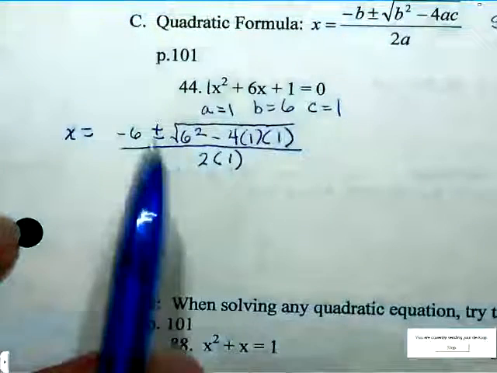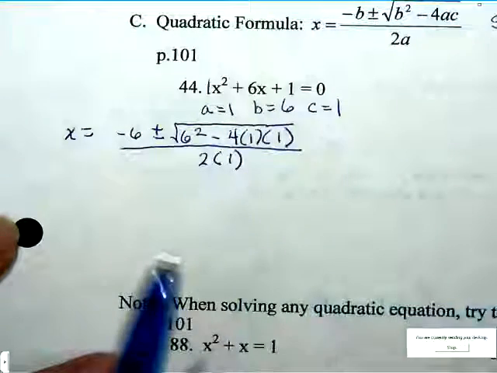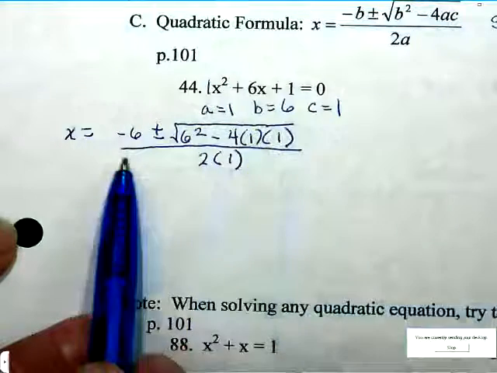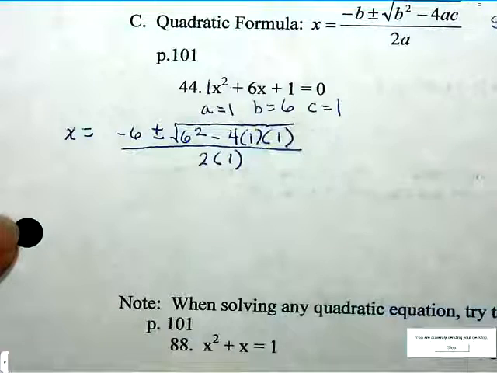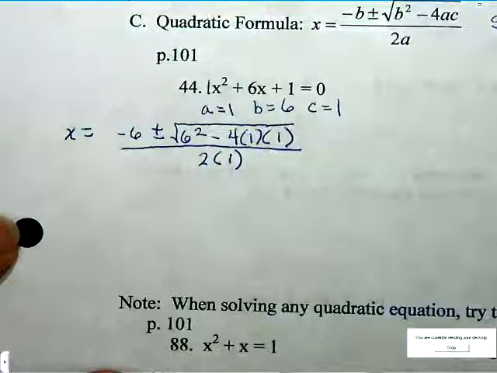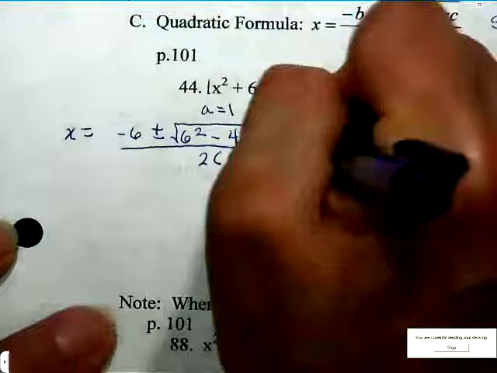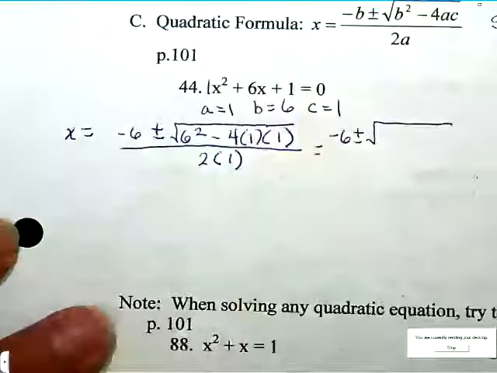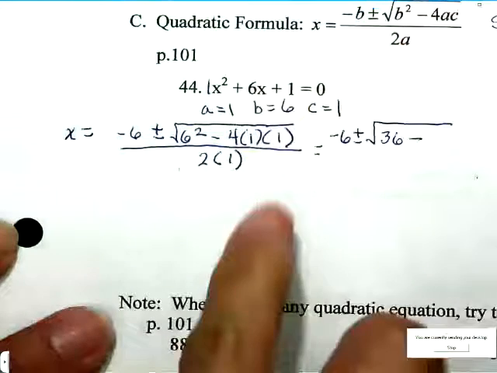Make sure your radical is long enough to cover the whole b squared minus 4ac. Make sure this division bar is long enough to see that all of that is divided by 2a, not just the negative 6. And then it's just simplify, simplify, till you can't simplify anymore. So, negative 6 plus or minus the square root. I can say 6 squared is 36, and 4 times 1 is 4.